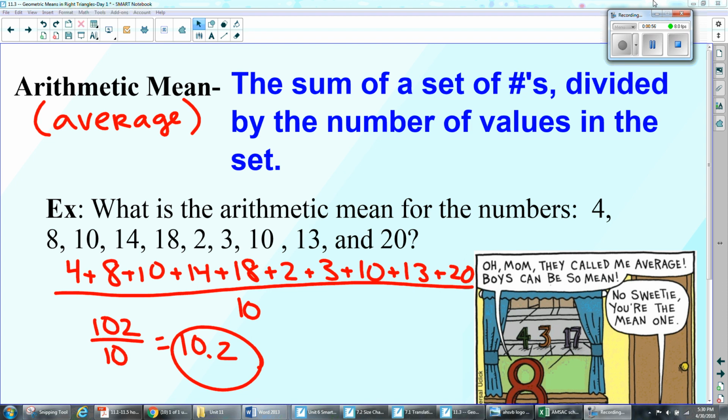We're using addition here. So when it says what is the arithmetic mean for the numbers listed, we add them all up. Since we added up 10 numbers, we divide by 10. So our numerator ends up being 102, and when we divide that by 10, we end up with 10.2 for the arithmetic mean.